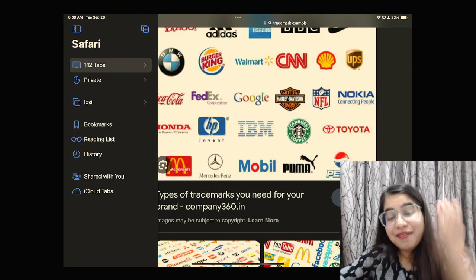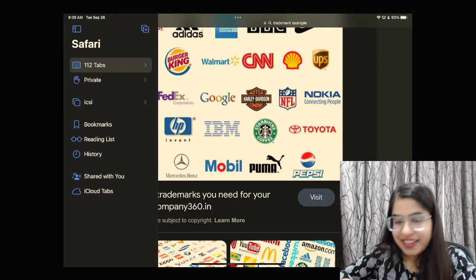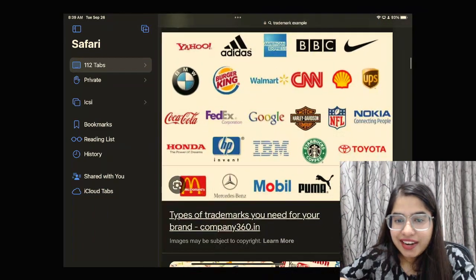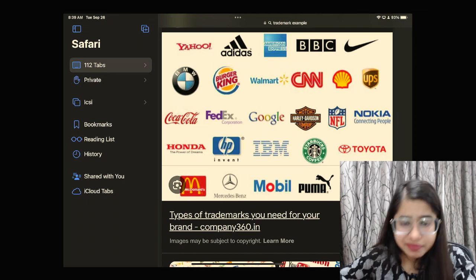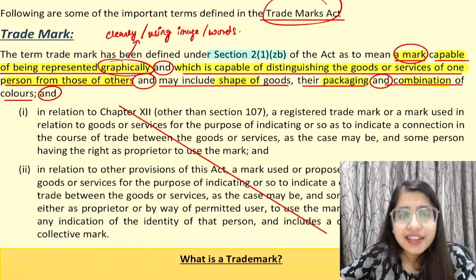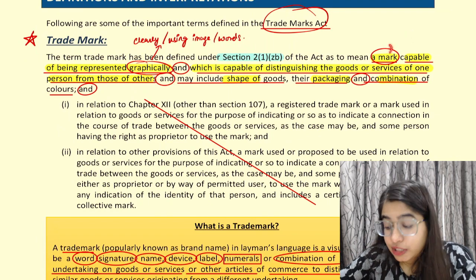Toyota, Starbucks, see Starbucks, IBM, HP, Mobil, Pepsi, all these are what? All these are trademarks. So let us decipher the definition of trademark. Okay, so guys, trademark means a mark. Some mark it should be. Now the question is, what is mark?